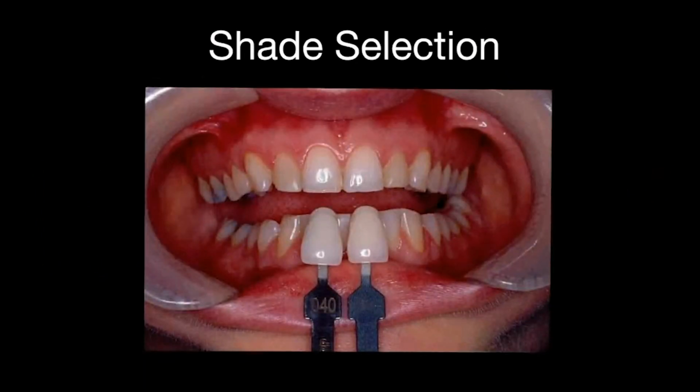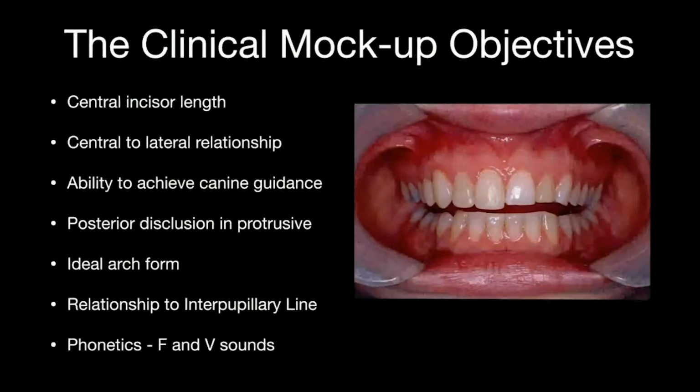And so we're looking at shade selection here. I think she's looking at about an A1 or B1 in color, and she wants them to look the same. So I'm going to do a clinical mock-up here because I think that I can add to this and not have to add too much to it. So central incisor length, I want to get the central to lateral relationship right.